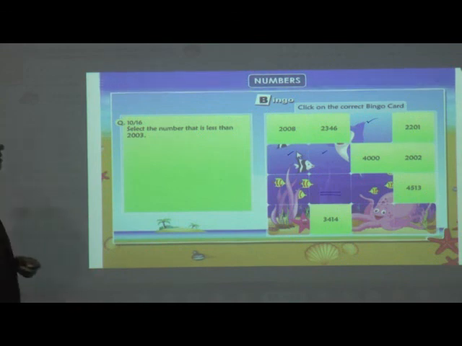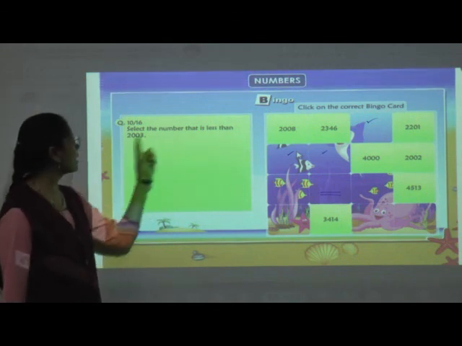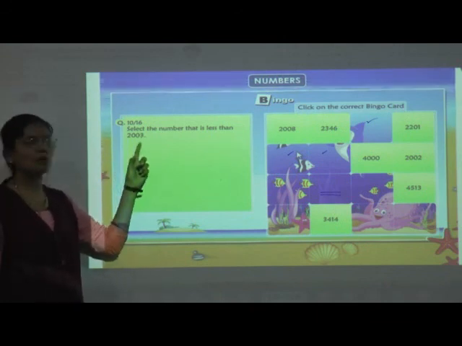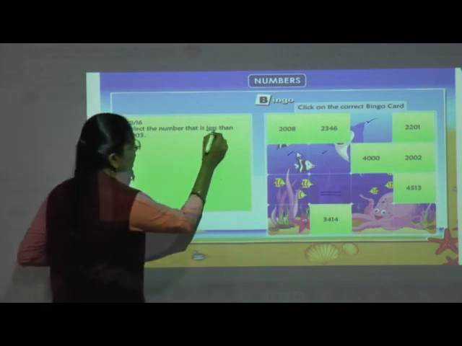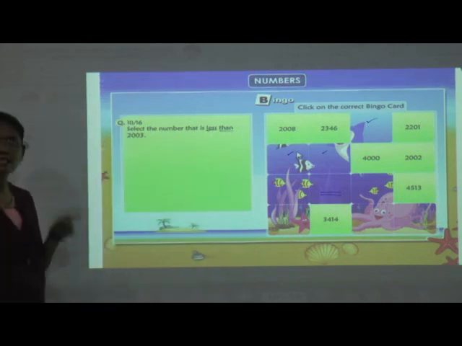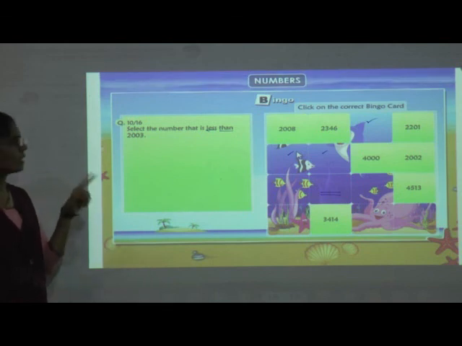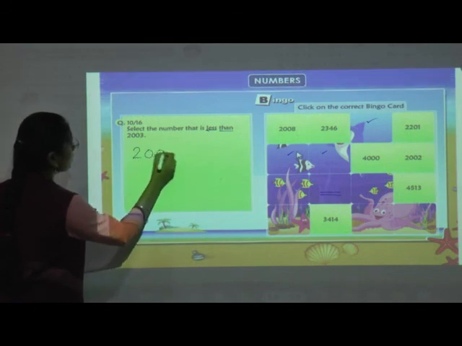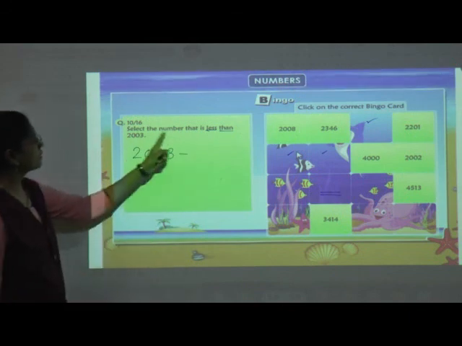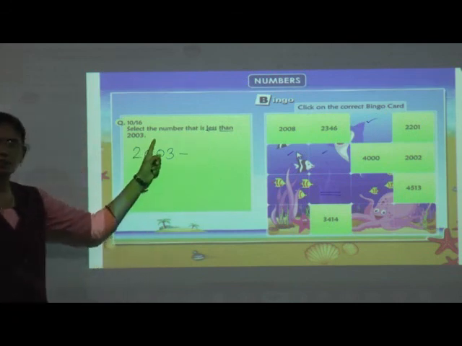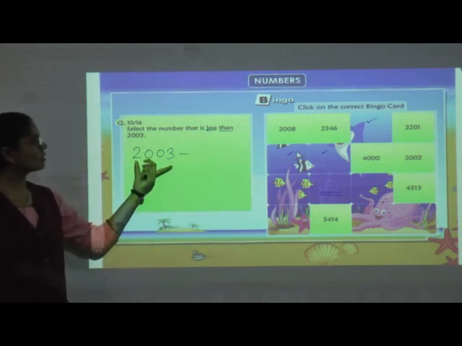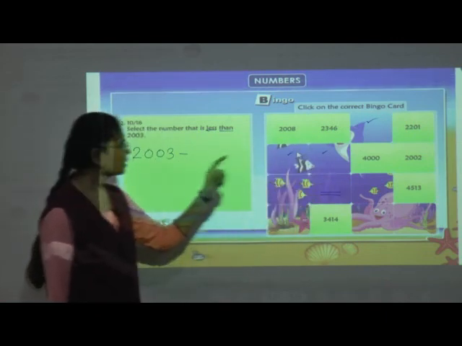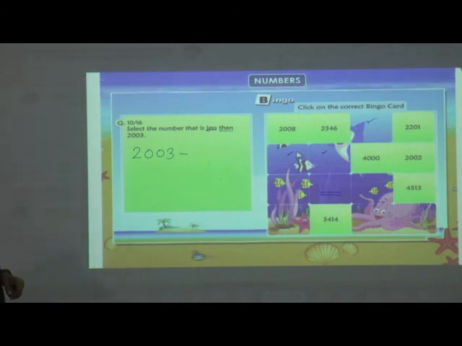See, the question is, select the number that is less than 2003. Now you only tell me what we have to do here. See, the words less than are there. Less than means what do we have to do? Yes, we have to do the subtraction. So let us do the subtraction: 2003 minus. Select the number that is less than 2003, or else we can find the number smaller than 2003.